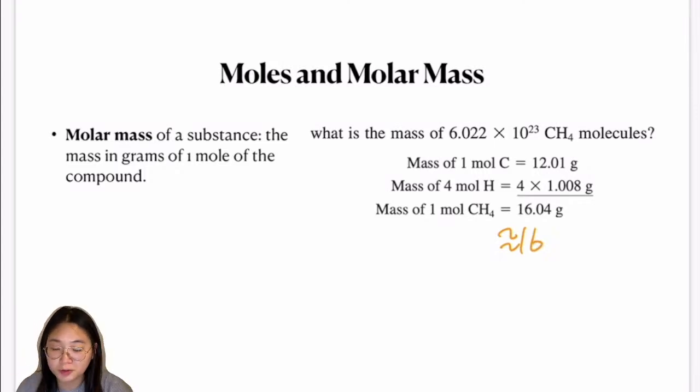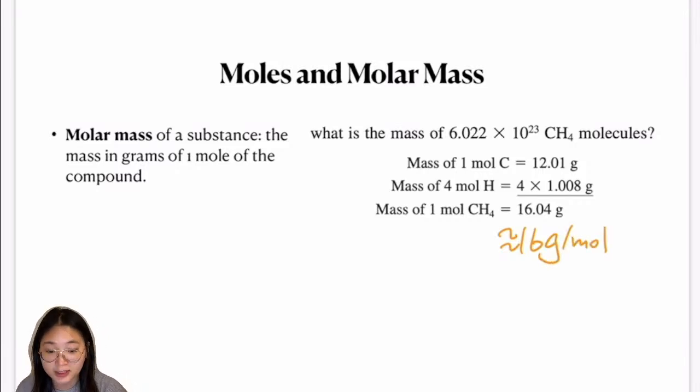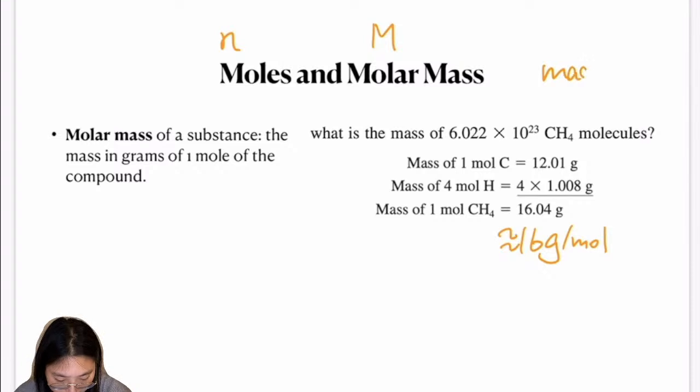So you always need to put the unit when it comes to molar mass, or any physical quantity. So it's going to be 16 grams per mole. That is the molar mass of methane. Okay, and when it comes to the mole, we use the symbol n to represent it. When it comes to molar mass, we use the capital letter M to represent it. When it comes to just the mass of a sample, we use the small m to represent it.